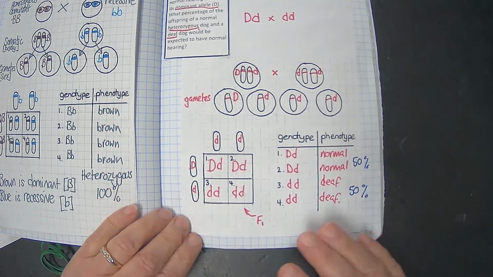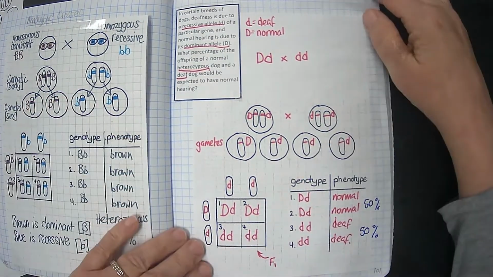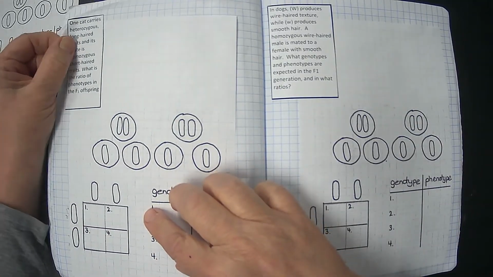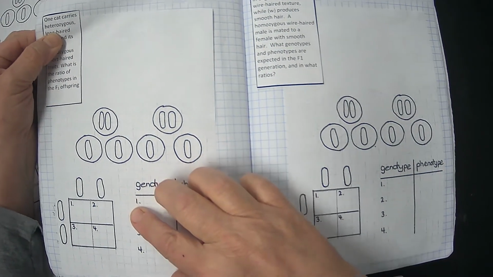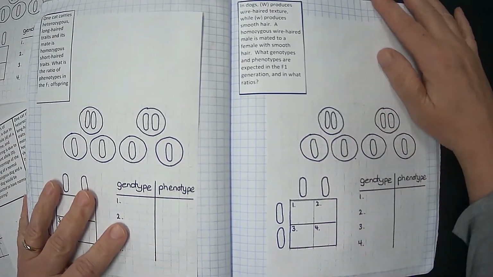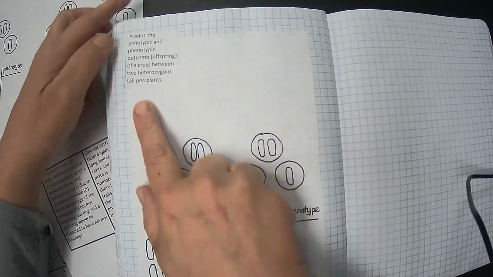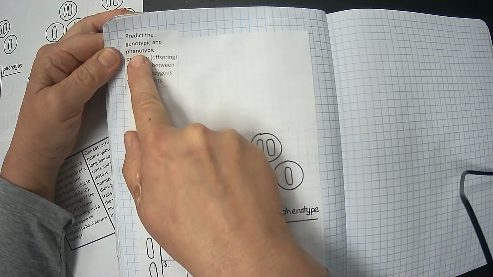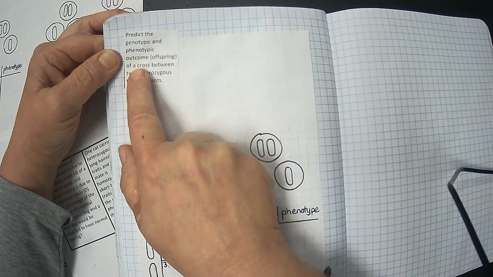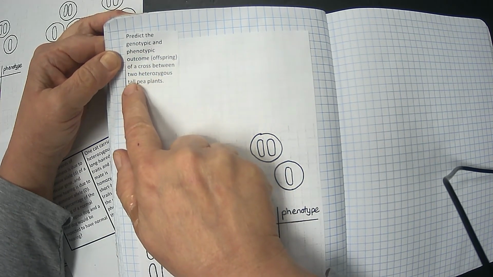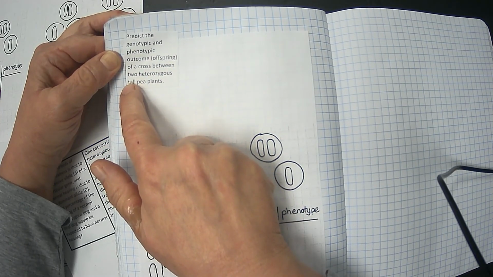What I want you to do now, using this as a guide, is use exactly the way we did these ones. You have one about cats. If you're heterozygous long haired, that should tell you whether long hair is dominant or recessive. Then there's the one about the smooth haired and wire haired dogs. And then the last one you've got here, I just want to tell you this, predict the genotypic and phenotypic outcome. Genotypic and phenotypic, genotype, phenotype, right? If you've got 2 heterozygous tall pea plants, again, that should tell you whether tall is dominant or recessive.